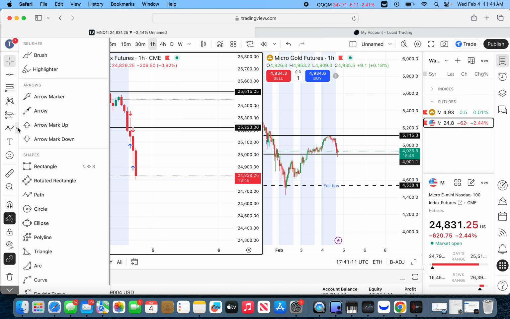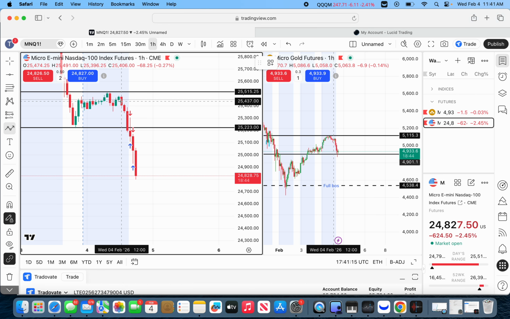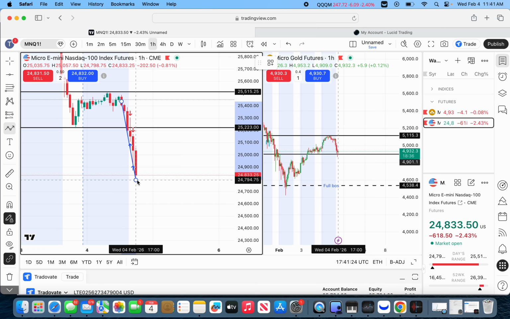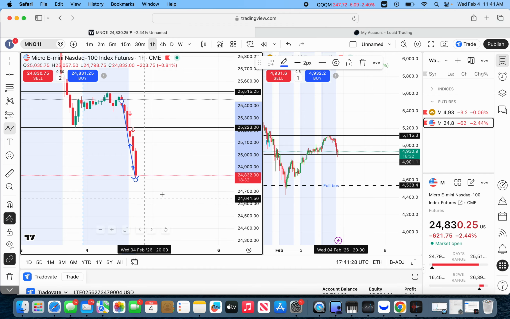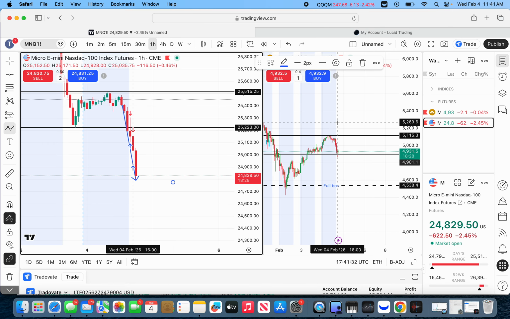That doesn't mean it's reversing. It just means it's correcting, right? Price broke out of this area, and all it did was have a move down. This is not a downtrend, y'all, as far as we're looking at the hourly. If we just look at the hourly, this is not considered a downtrend. It's just a big move down, right?